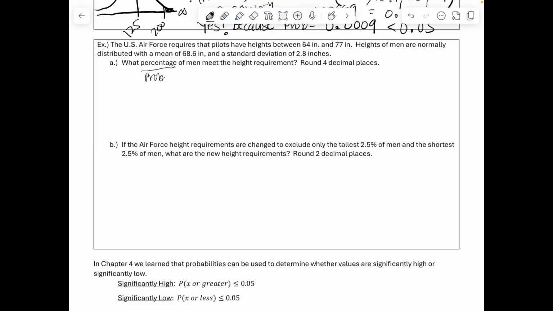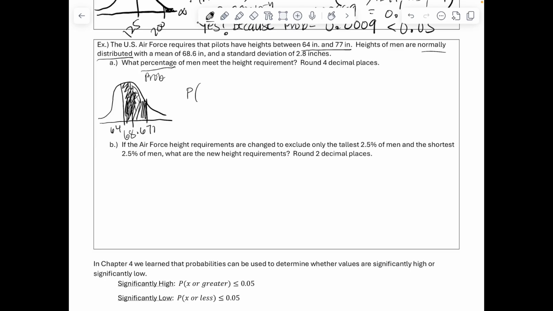So let's go ahead and draw our normal curve. The reason why we're drawing this normal curve is because it tells us that it is normally distributed for heights. And so the mean is going to go in the middle. Our mean is 68.6 inches. And this is asking for us to find the probability that they meet that height requirement. And the height requirement is stated as being 64 to 77 inches. So 64 is smaller and 77 is larger. And so this is between, so shading that area between those two numbers.